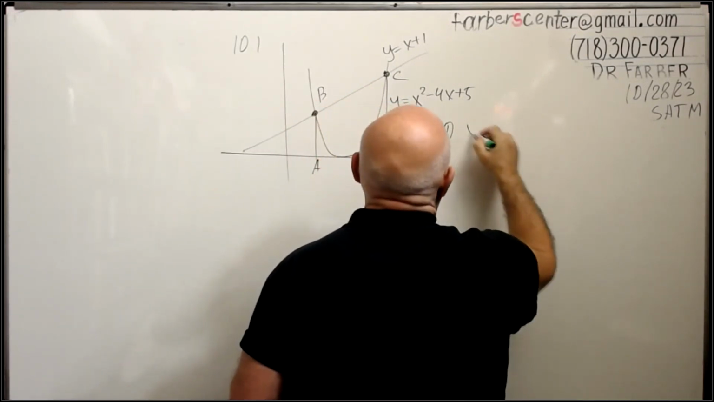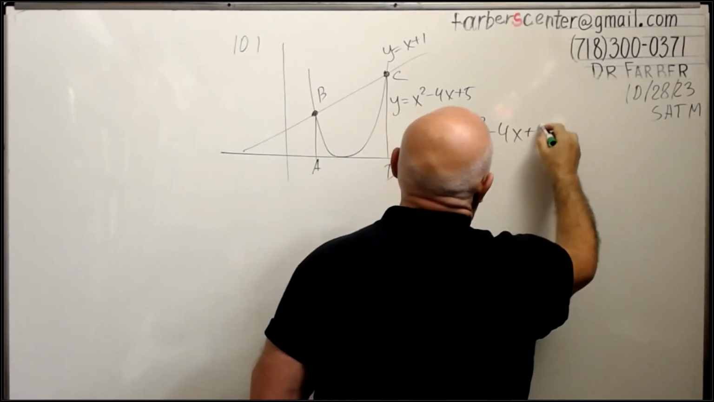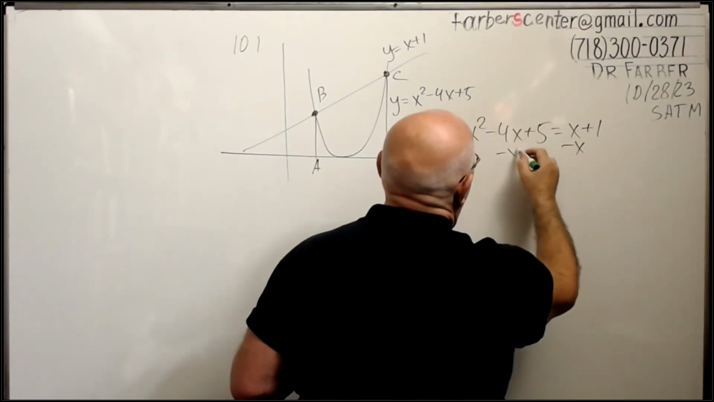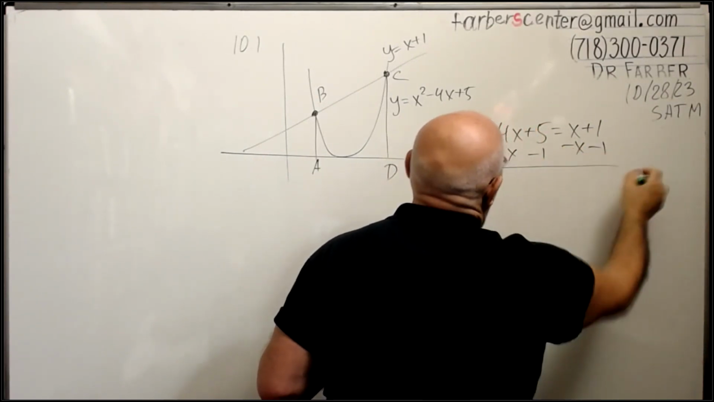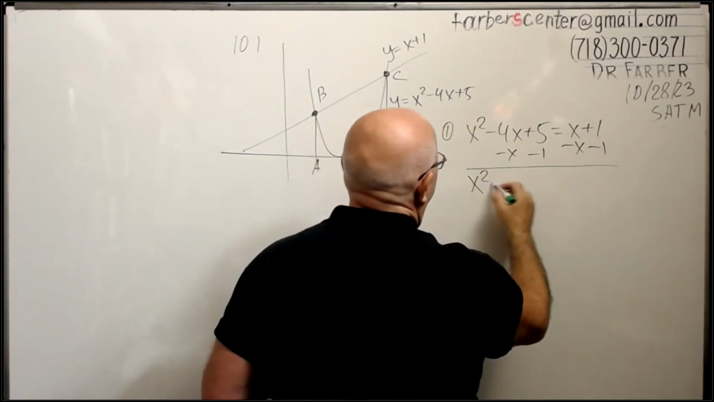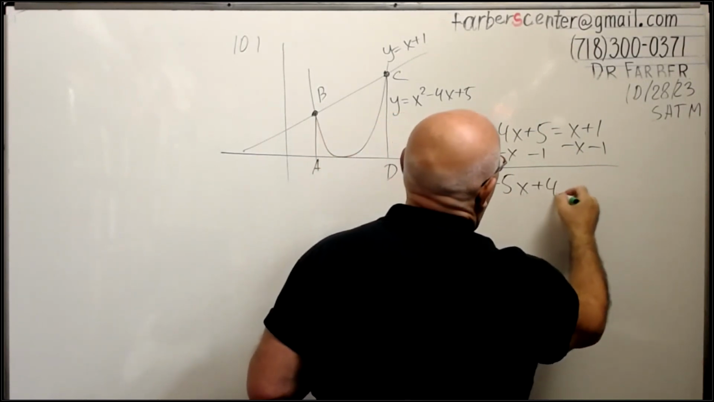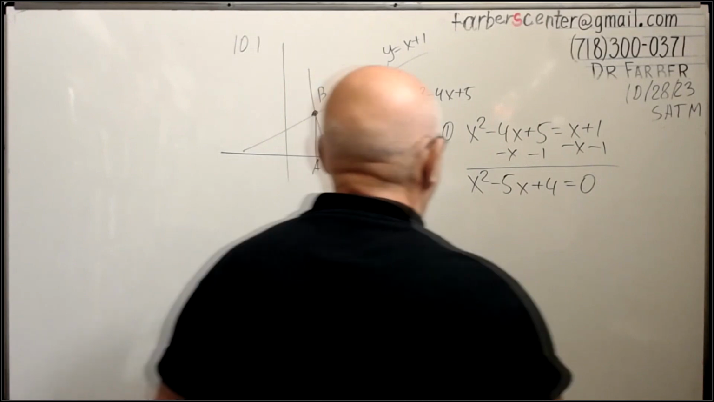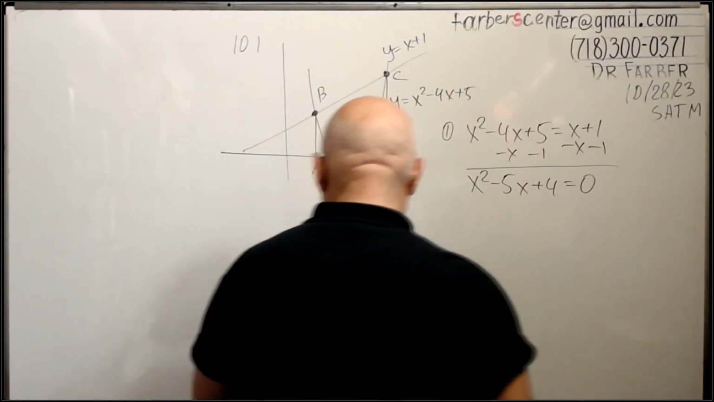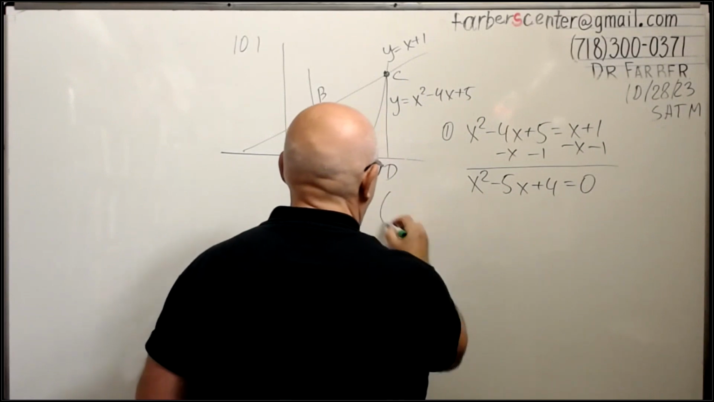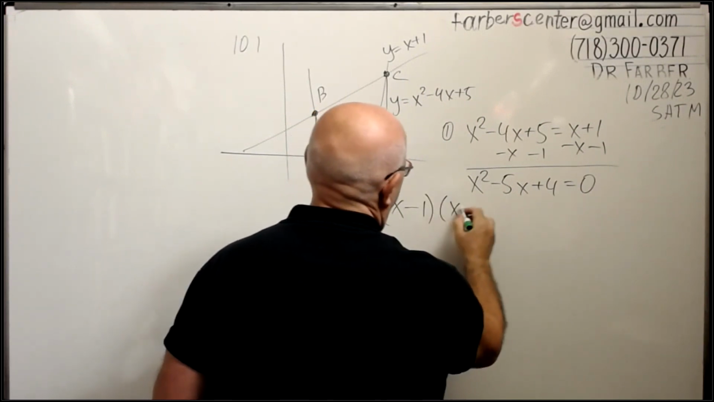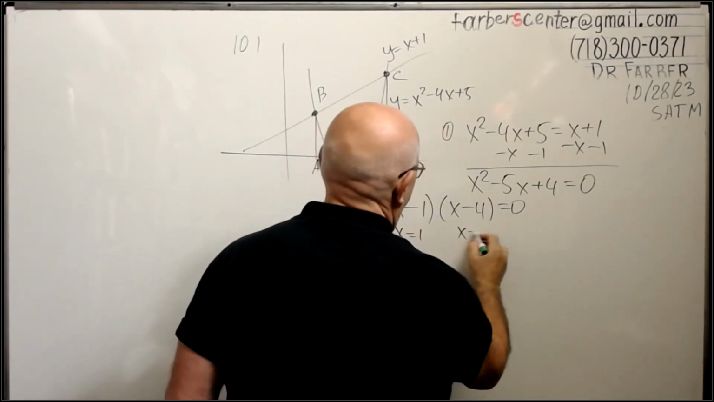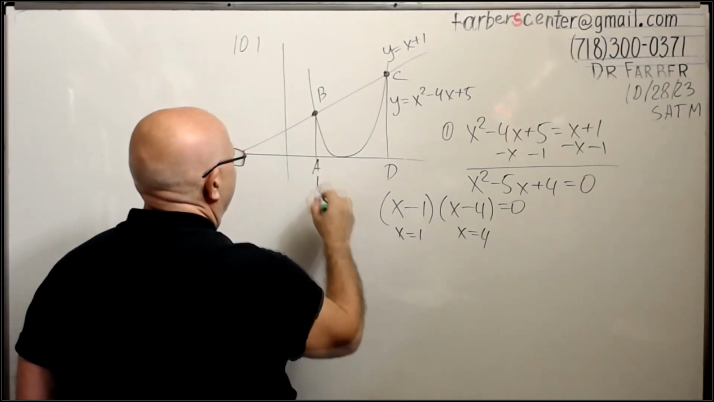Step number 1. X squared minus 4x plus 5 equals x plus 1. Minus x, minus 1. You get x squared minus 5x plus 4 equals 0. After that, you factorize it. Product equals 4, it would be -1 and -4. So (x minus 1)(x minus 4) equals 0. X equals 1 or x equals 4. So this is 1 and this is 4.